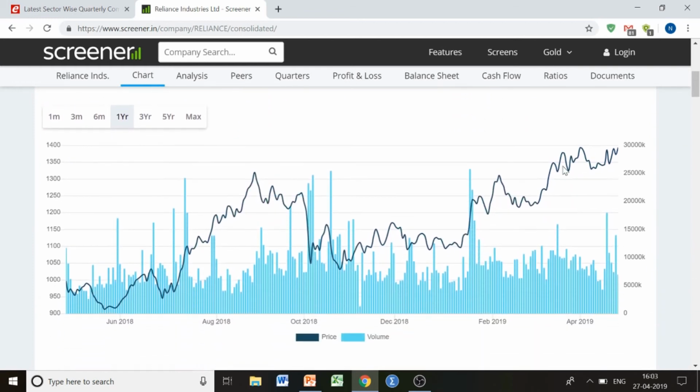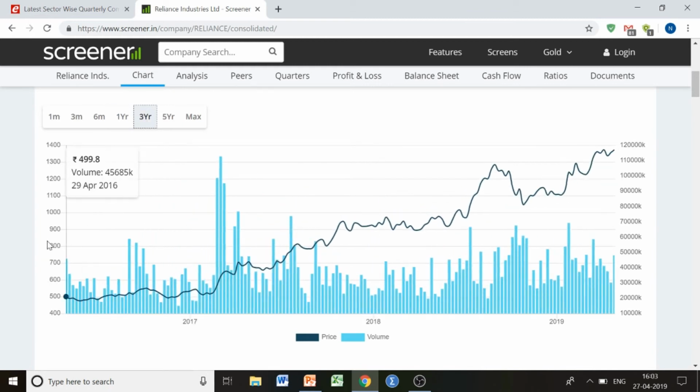Okay, here you can also have a look at the graph, how it is moving in 1 year of time. You can see it's a growing graph. If you want to consider 3 years, you can just check out over here. So in 3 years from 499.8, it has risen to 1372.78. So this is how the growth has been in these 3 years of time. So you can see how well the company is growing.